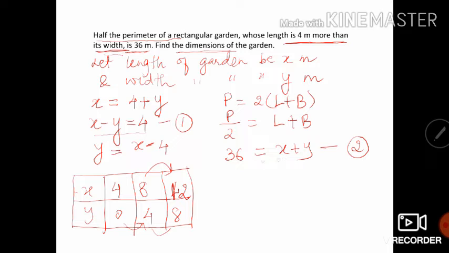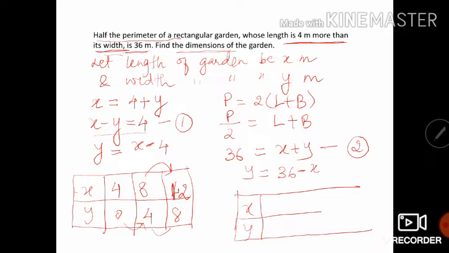Similarly, let's find out the points for the other equation. y in terms of x will be 36 minus x. Finding points. Let's say x is 16. So when we substitute x as 16, y is 20. If x is 18, y will be 18. If x is 20, y will be 16.